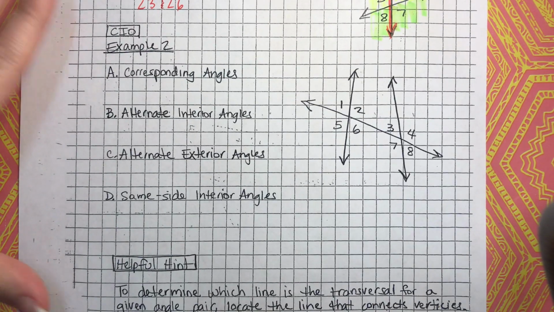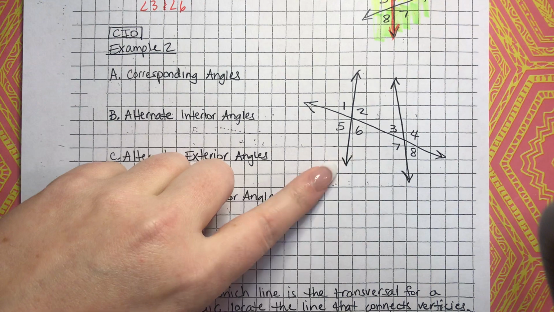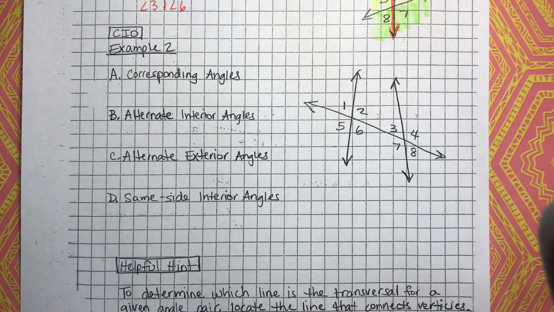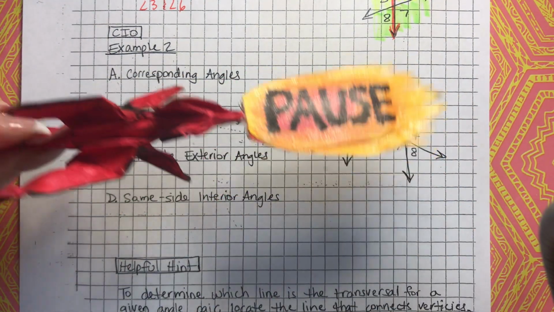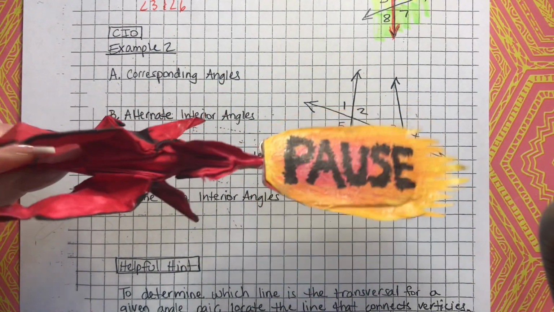Now it is your turn to work on Check It Out example 2, using this figure right here. So where's my friend? Oh, here's my friend, the pause dragon. Go ahead and pause your device, figure out A, B, C, and D, and then when you get done, press play and we'll talk about them. All right, see you in a bit.